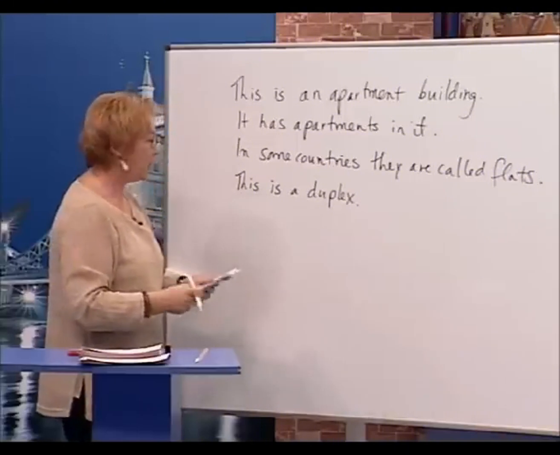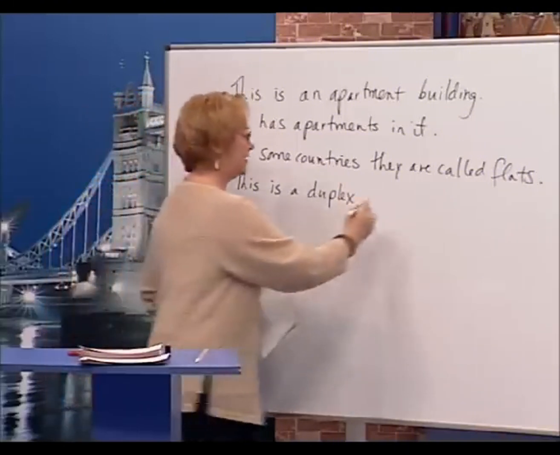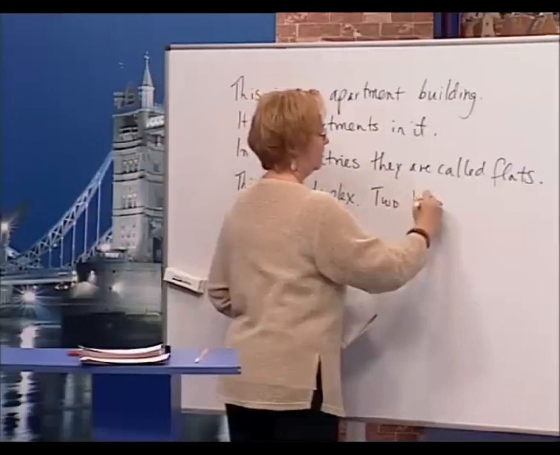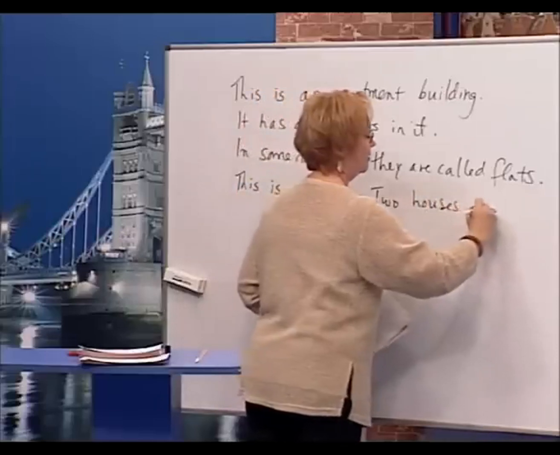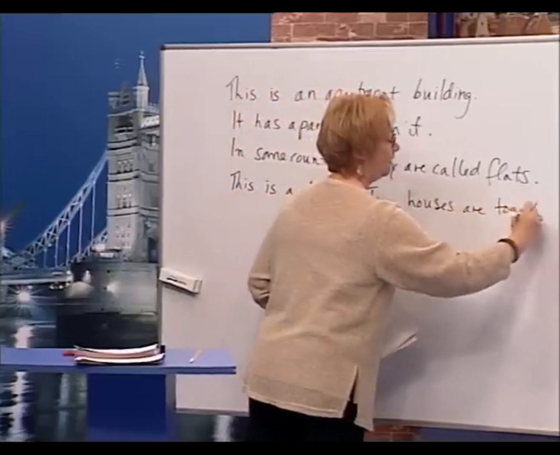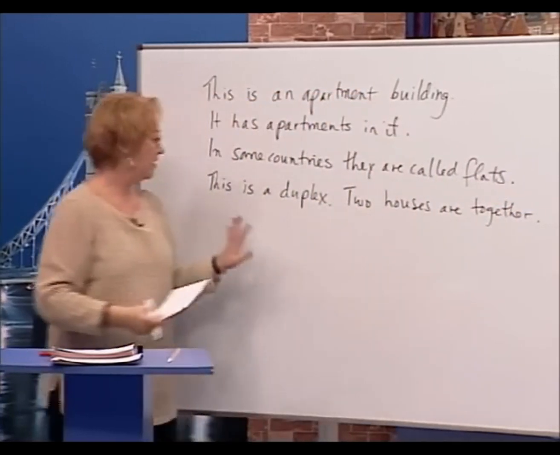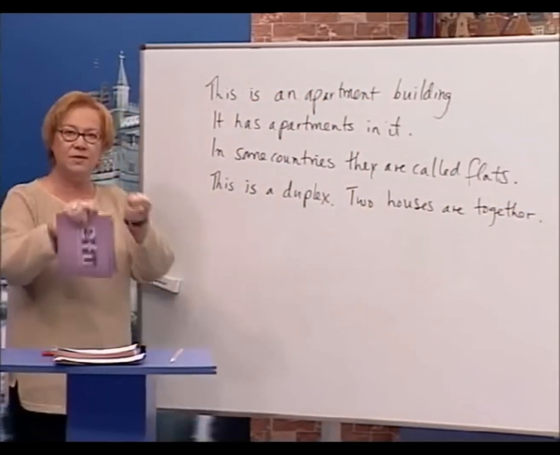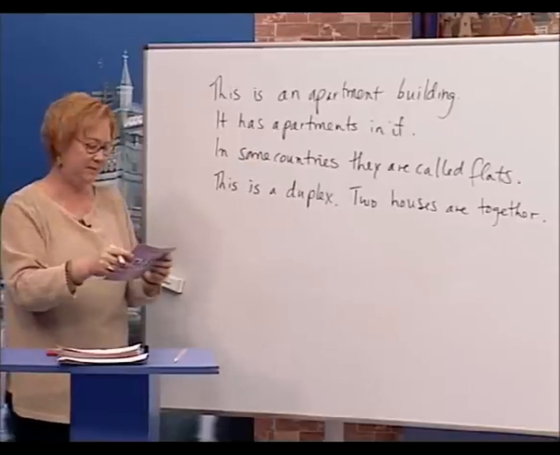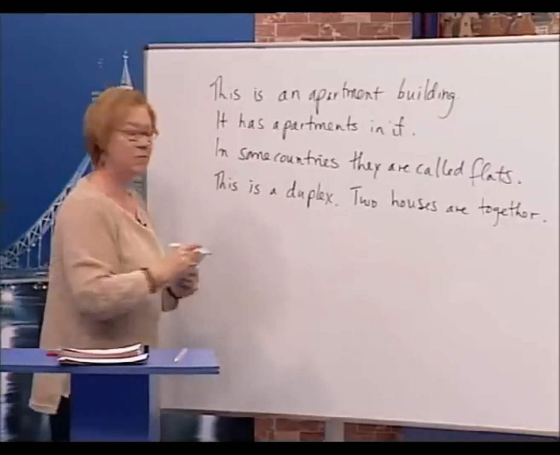So two houses are together. Okay? So this is a duplex. Two houses are together. Now, here comes some more.